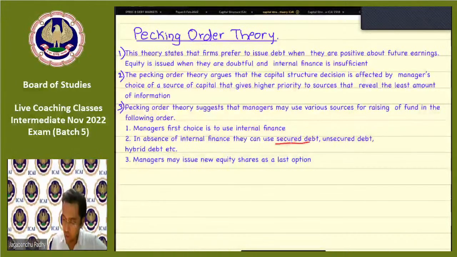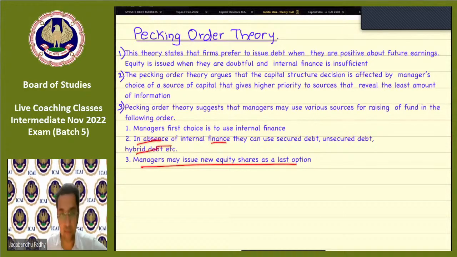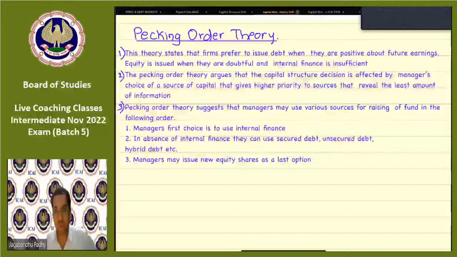Second, if this internal finance is not available or is insufficient, then they will use the secured debt and unsecured debt or hybrid debt. They'll go for the debenture option. Hybrid debt is basically convertible debentures. And if this is also not sufficient for us, then we may go for the equity shares as the last option. That's the pecking order theory. It means first internal finance, then debt fund, and then the equity shares.